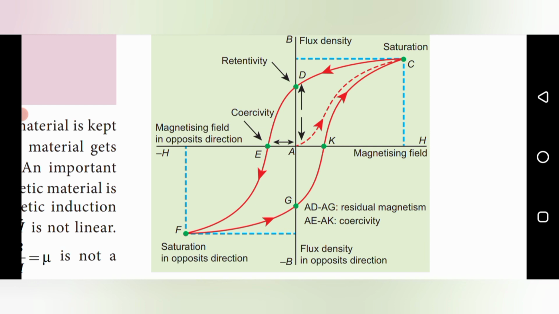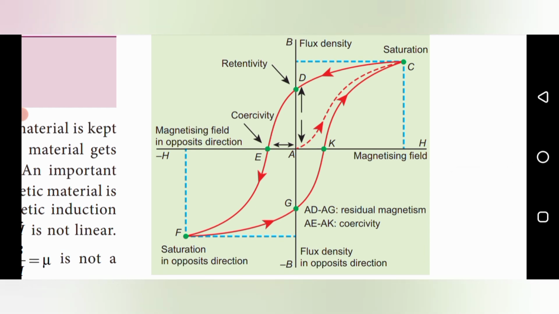The phenomenon of lagging of magnetic induction behind the magnetizing field is called hysteresis. So in the entire cycle, the magnetic induction B lags behind the magnetizing field H. This is called hysteresis.